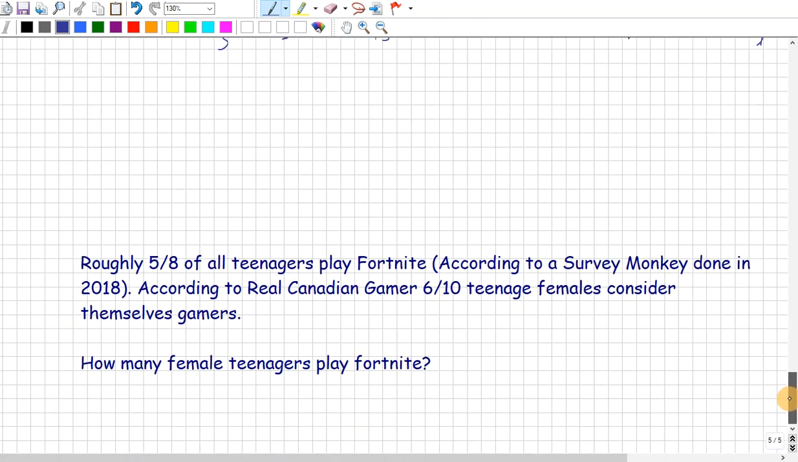Okay, last example here. And this one I actually got statistics online. These are actual statistics from Canadian gaming, and I'm a gamer. I'm a PC gamer. I don't play Fortnite. My kids used to. So roughly 5/8 of all teenagers play Fortnite. This is according to the Survey Monkey done in 2018, not that long ago. According to Real Canadian Gamer, which was an online gaming statistic, 6/10 of teenage females consider themselves gamers. So we're going to try to figure out how many female teenagers play Fortnite.